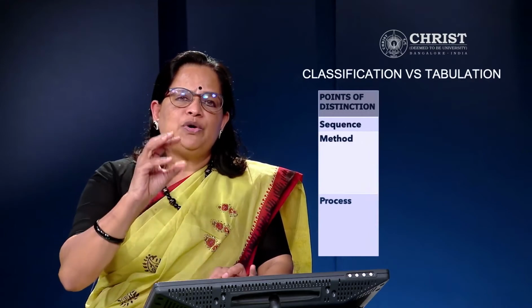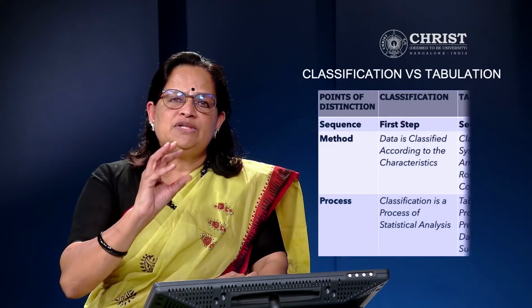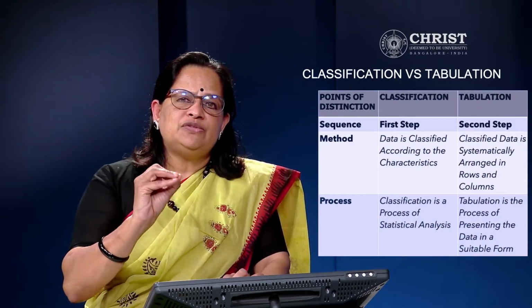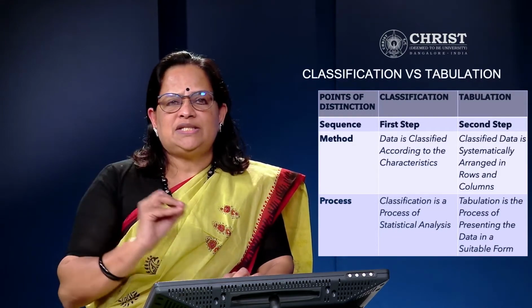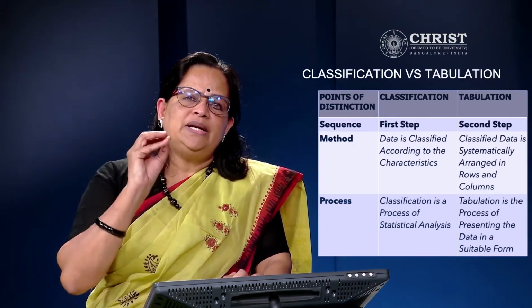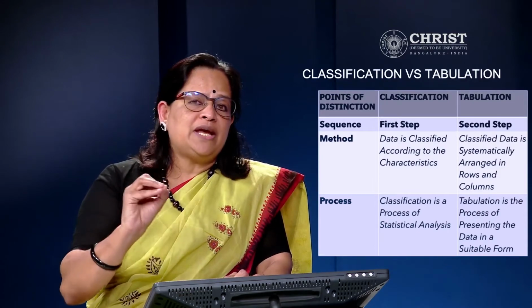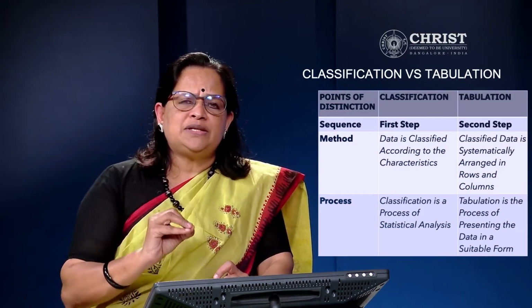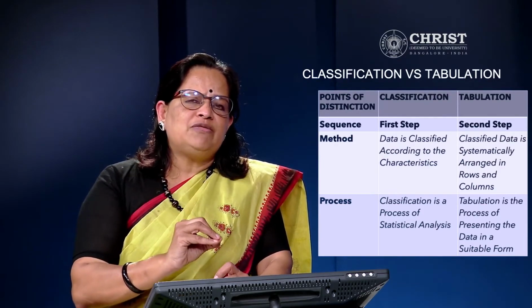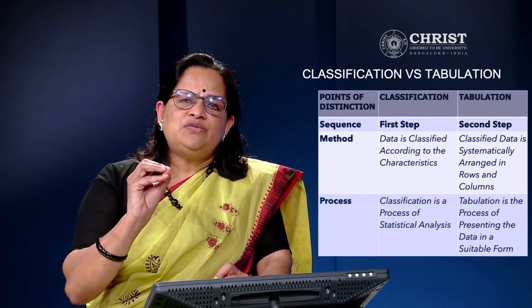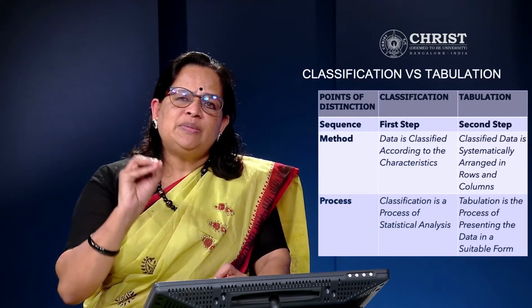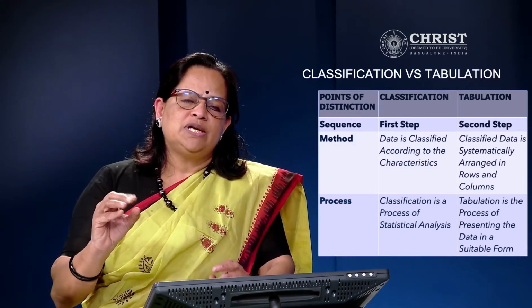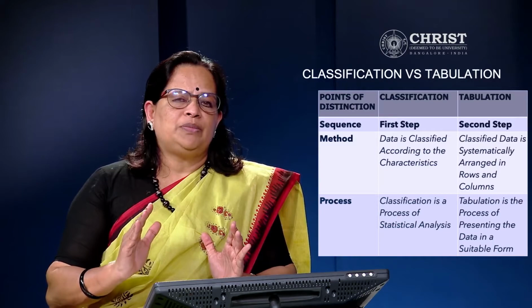Now I am going to explain the distinction between classification and tabulation. Three points are there. First is the sequence. Classification is the first step and tabulation is the second step. If you see the method, data is classified according to the characteristics: marks, height, weight, temperature, profit, manufacturing values, all this. Whereas in tabulation, data is systematically arranged in rows and columns. We are presenting it in a proper form.